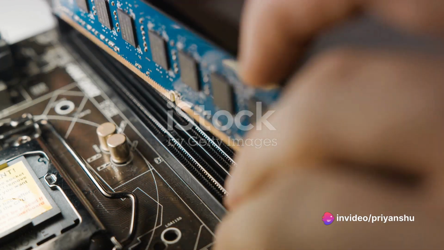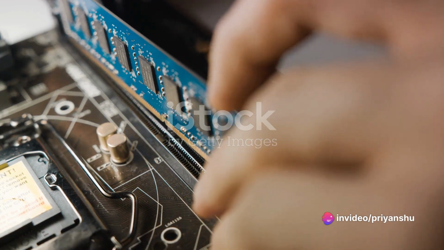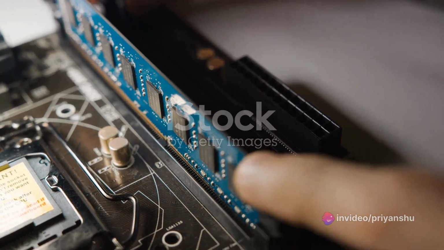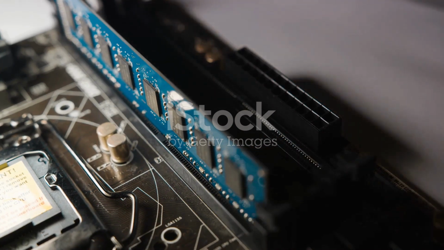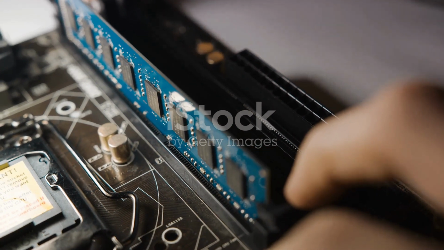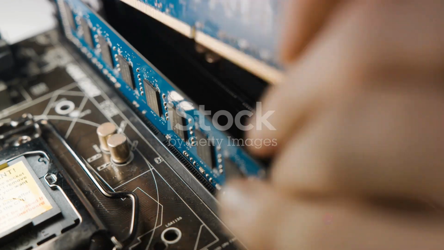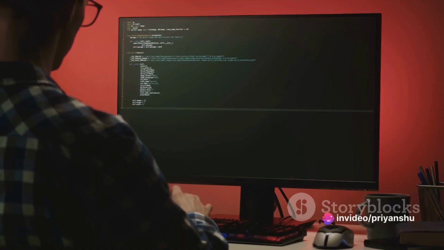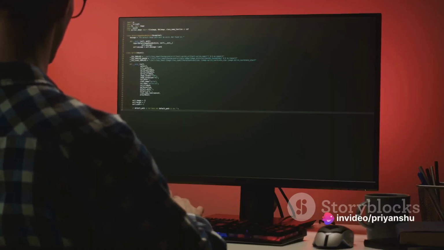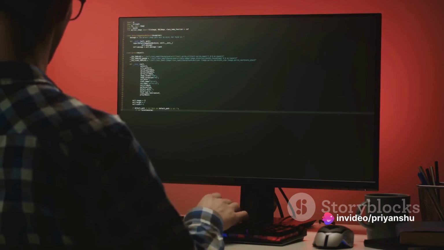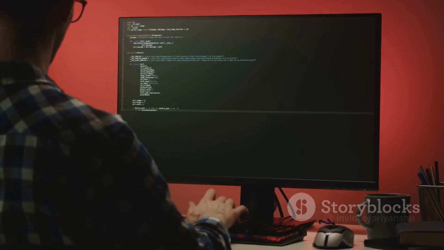At the heart of IT is hardware, the physical components of a computer system, such as the CPU, memory, and storage devices. These components work together to execute the instructions provided by software. Software, on the other hand, is the collection of instructions that tell the hardware what to do. It's created through a process known as programming.